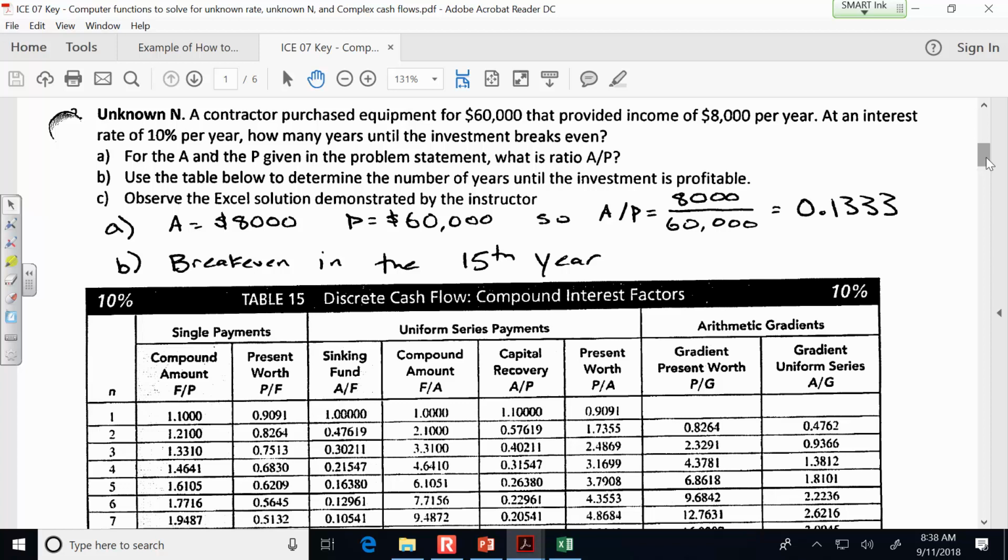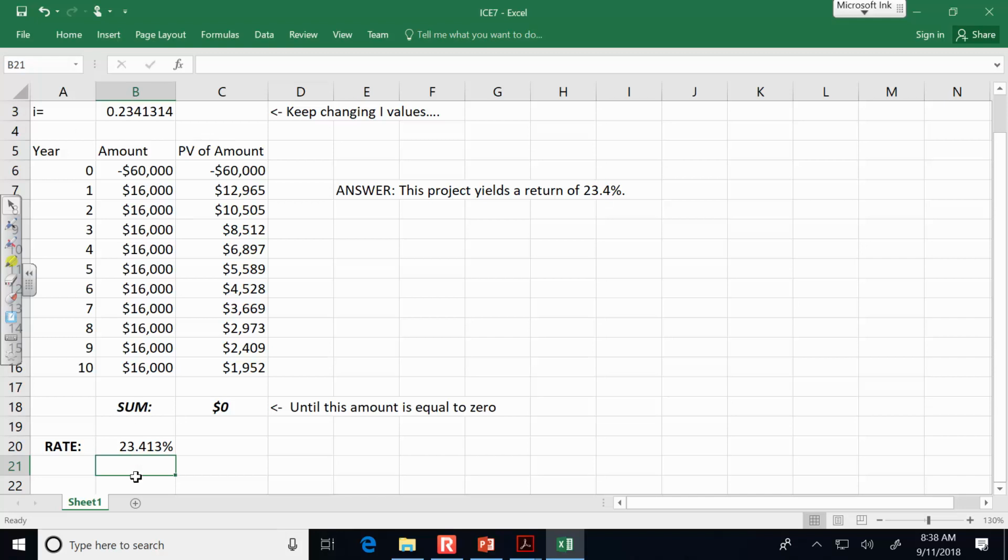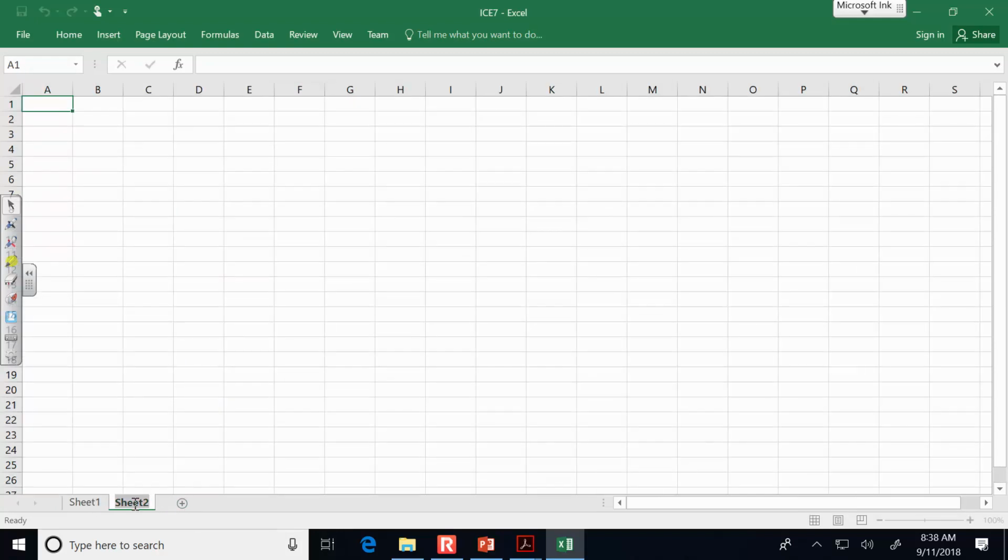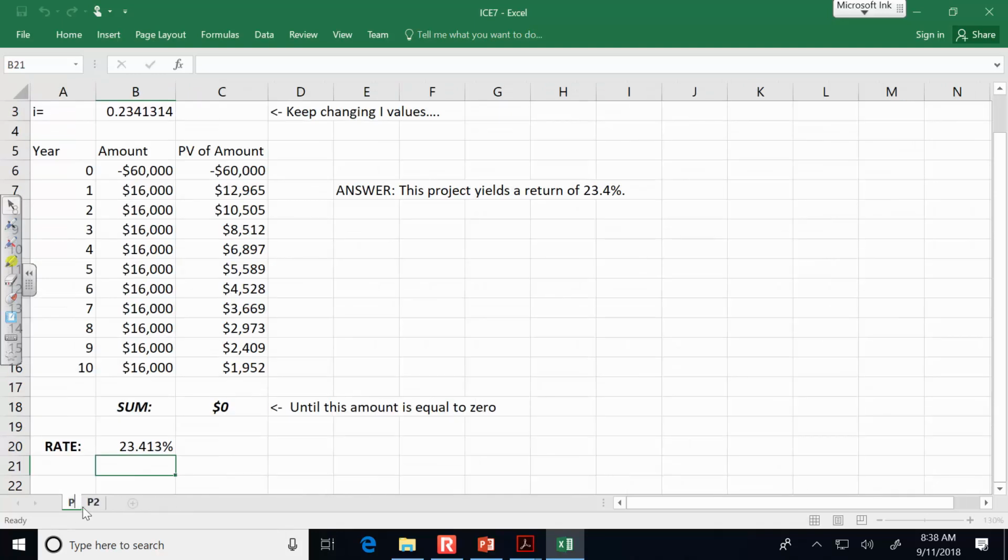Okay, so let me show you the Excel solution to this. This is the table solution where what we've done again is we found equilibrium. We found balance. We found the inflows and the outflows are equal somewhere between the 14th and the 15th year. Okay, so go back to your spreadsheet, create another table down here at the bottom, and maybe we'll call this one problem 2, and the other one was problem 1.